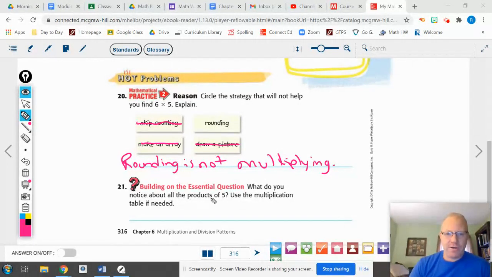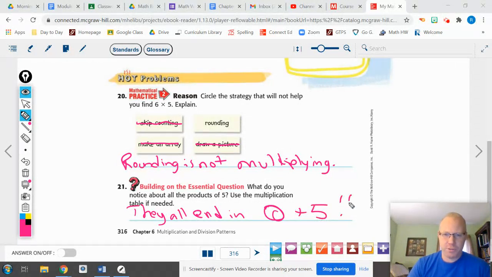What do you notice about all the products of 5? Use the multiplication table if needed. They all end in 0, well, 0 and 5.